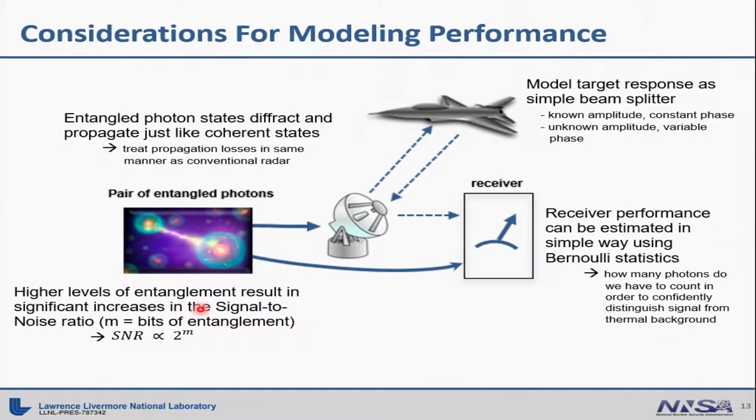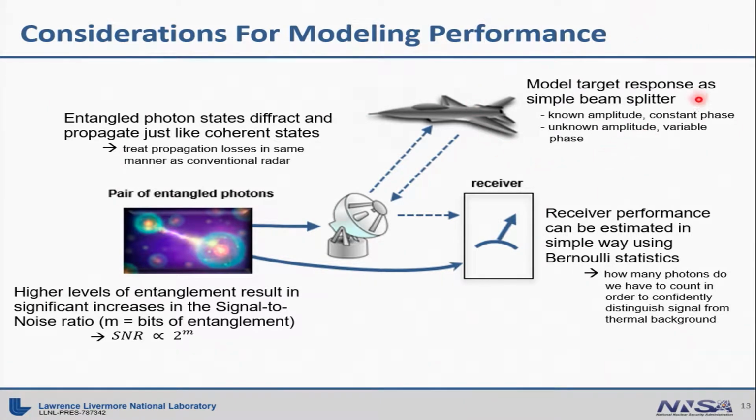You also have to generate entangled photons to use for your quantum radar, of course. And it really behooves you to generate as much entanglement as possible, because the signal-to-noise ratio of your radar will improve by a factor of 2^m, where m is the number of bits of entanglement that you can generate. So the higher the amount of entanglement you generate, the more substantial a bump you're going to get in your SNR. You also have to worry about the target model.